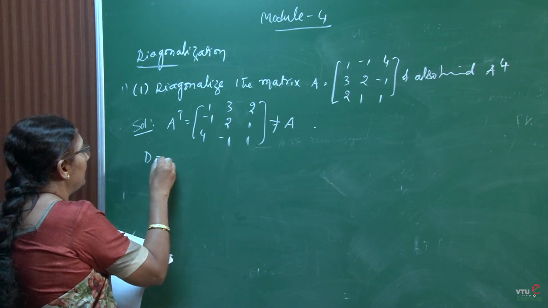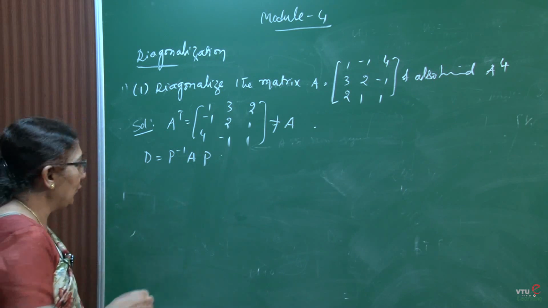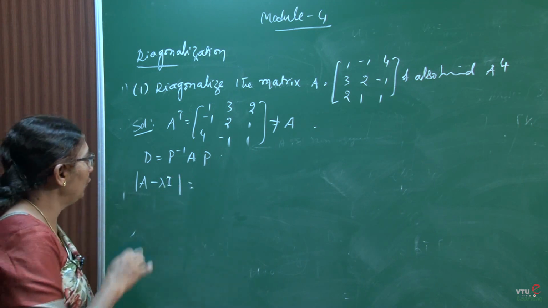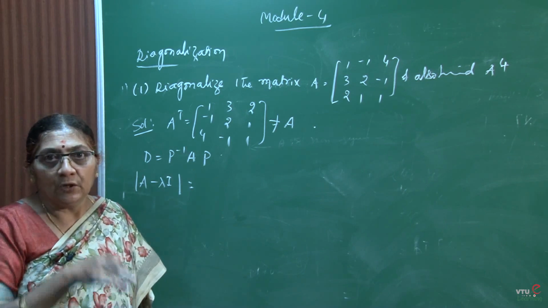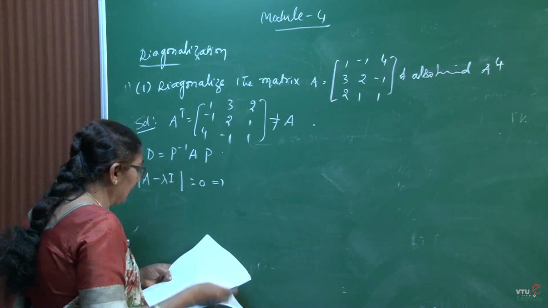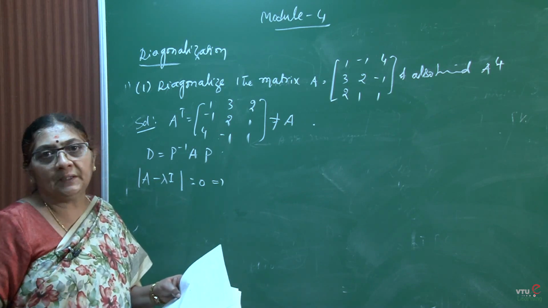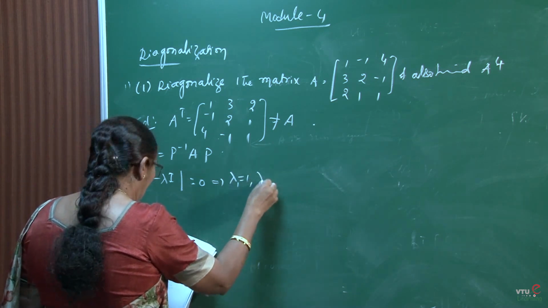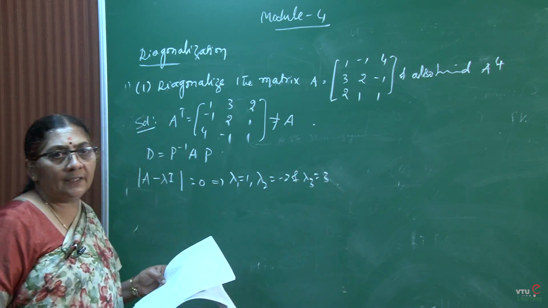It's a non-symmetric matrix. How to diagonalize? The formula for diagonalization is P inverse A P. The next question is how to find P. As usual, you find the eigenvalues and eigenvectors using the determinant of A minus lambda I equals 0. I already explained this in the previous problem, so I am not going to do it once again. Since it's a 3 by 3 matrix, you get a polynomial of degree 3 in lambda. Solving that, the eigenvalues are lambda 1 equals 1, lambda 2 equals minus 2, and lambda 3 equals 3.